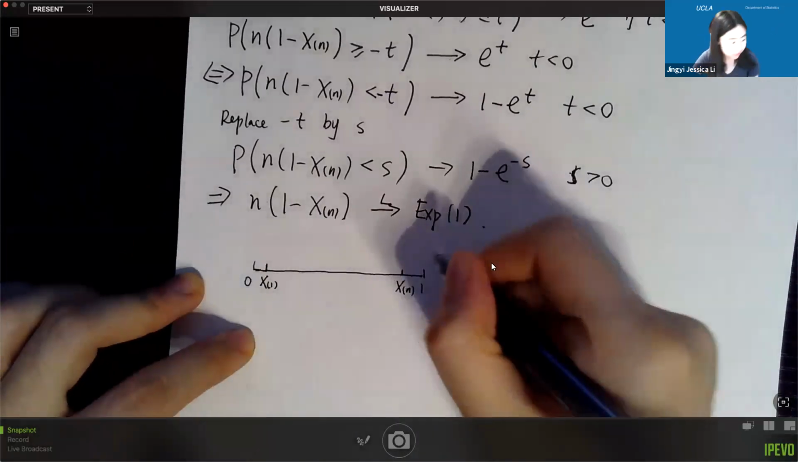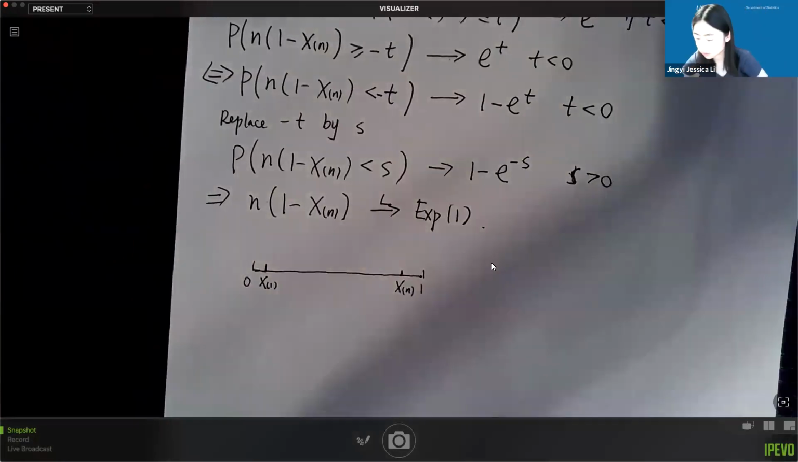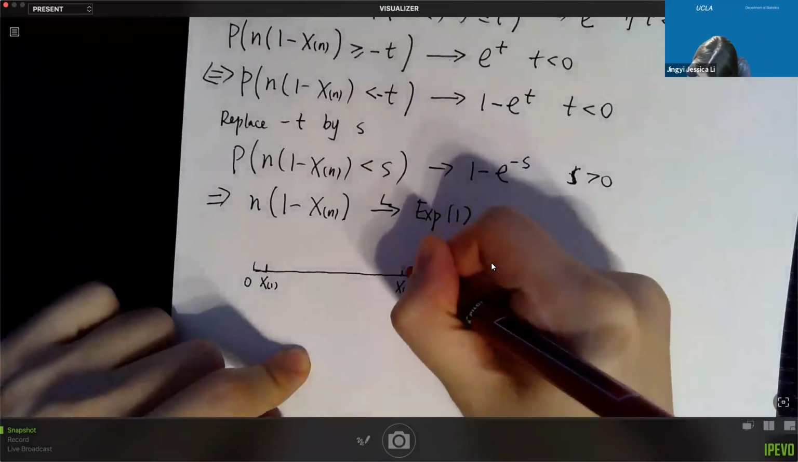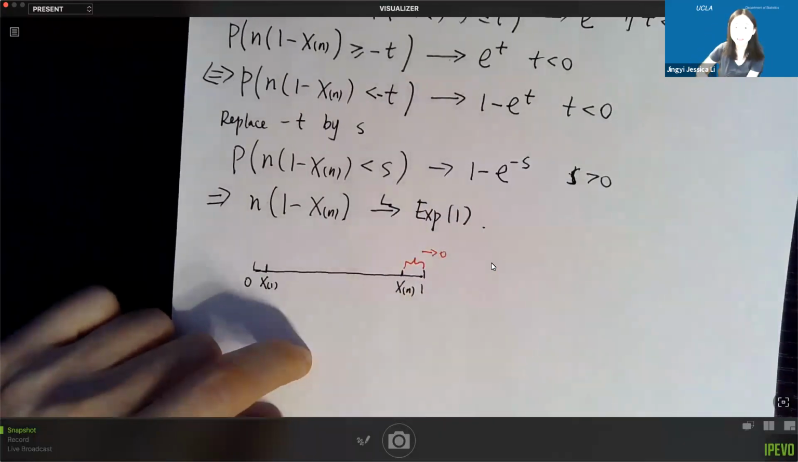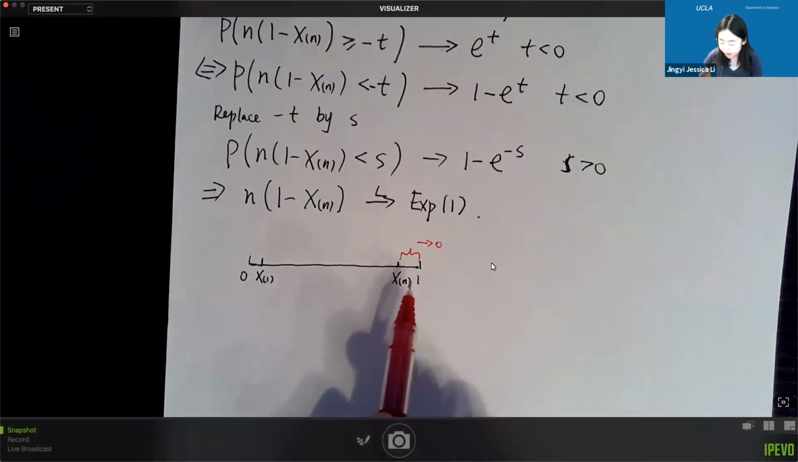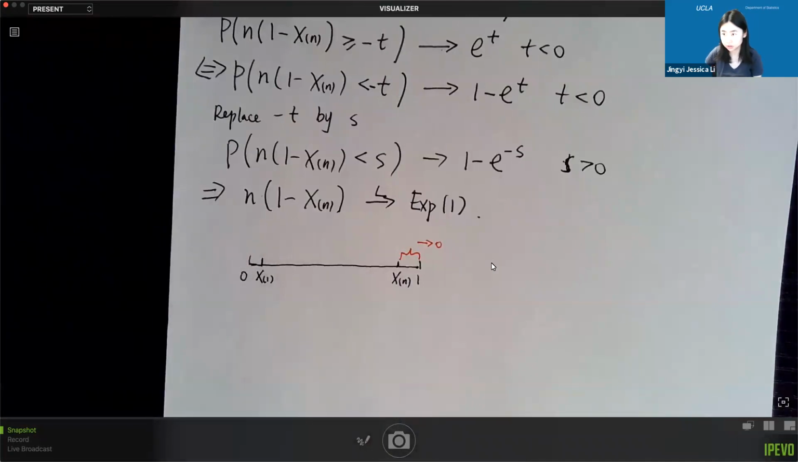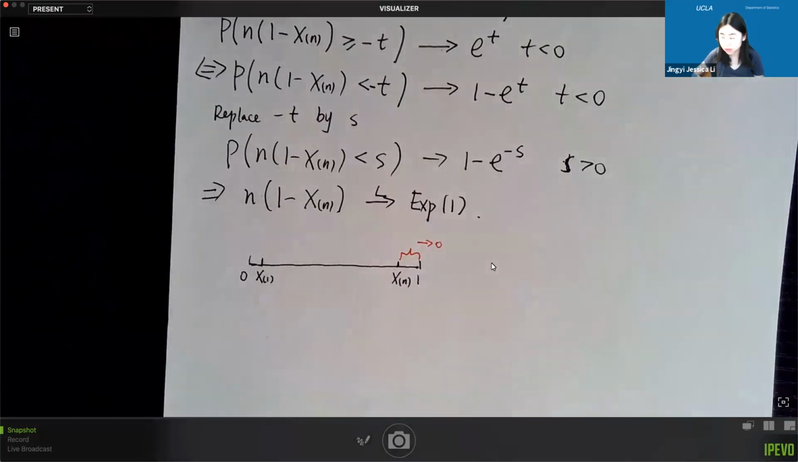So this is shrinking. Let me get another pen. So we know this part is shrinking to 0, right? But what we can do is that if we multiply this part by an increasing constant n, then it's not shrinking to 0, but it converges to a distribution. And that distribution is the exponential one distribution.